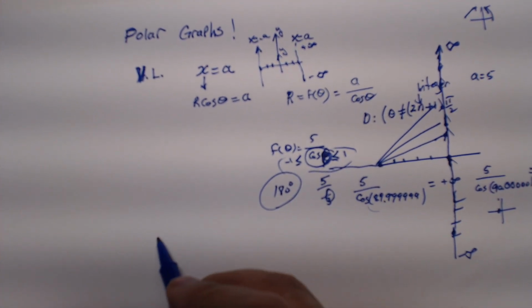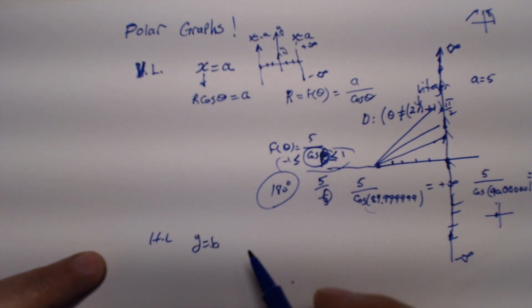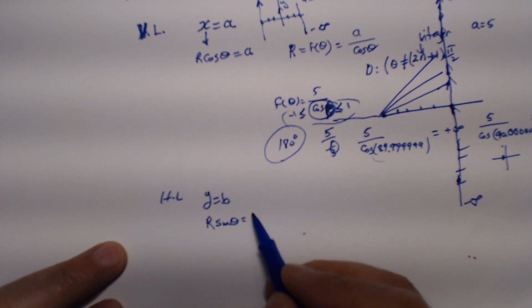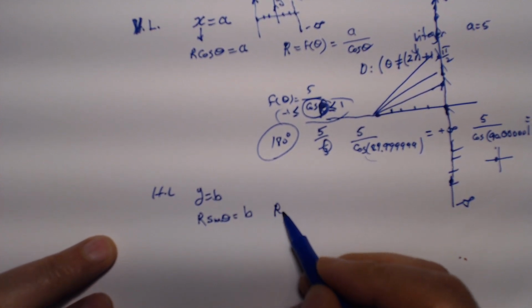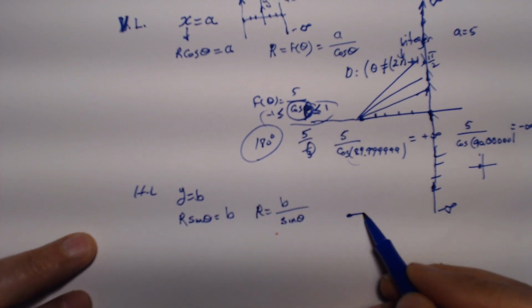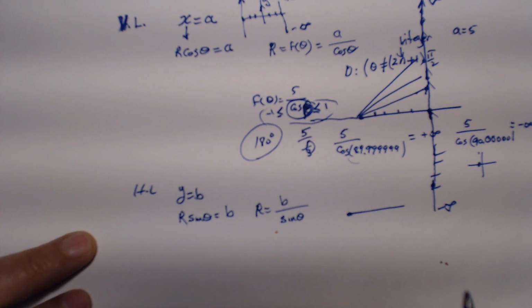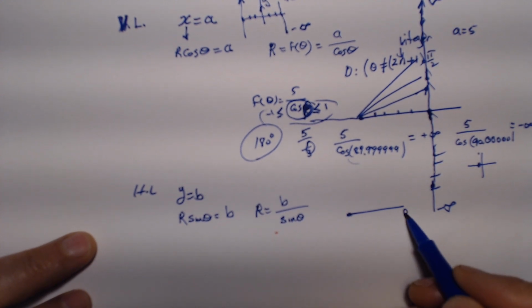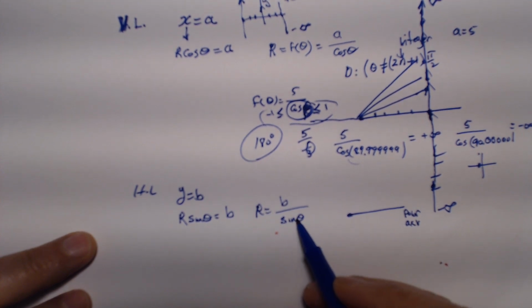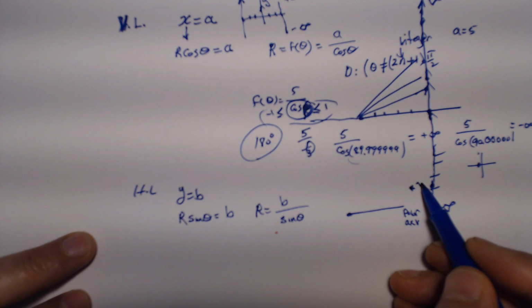I can say the same thing about the horizontal line, which is y equal to b, and since y is r sine theta equal to b, r is equal to b over sine theta. If theta becomes 0 degrees, that's the polar axis, sine of 0 is 0. Any number over 0, boom, infinity.